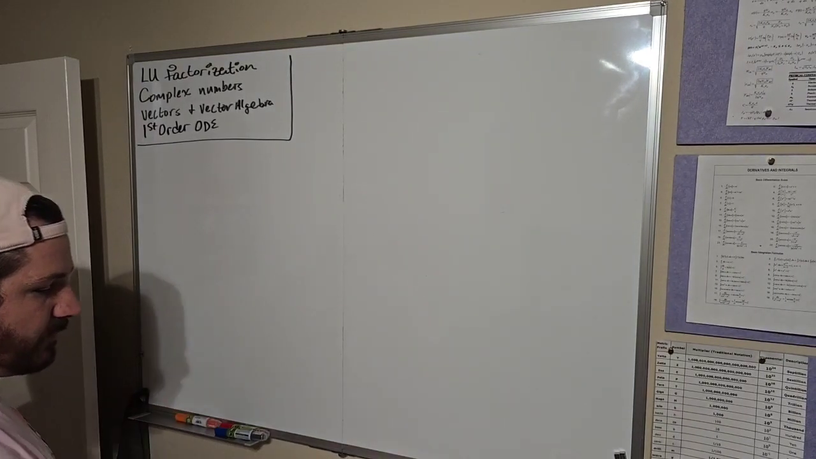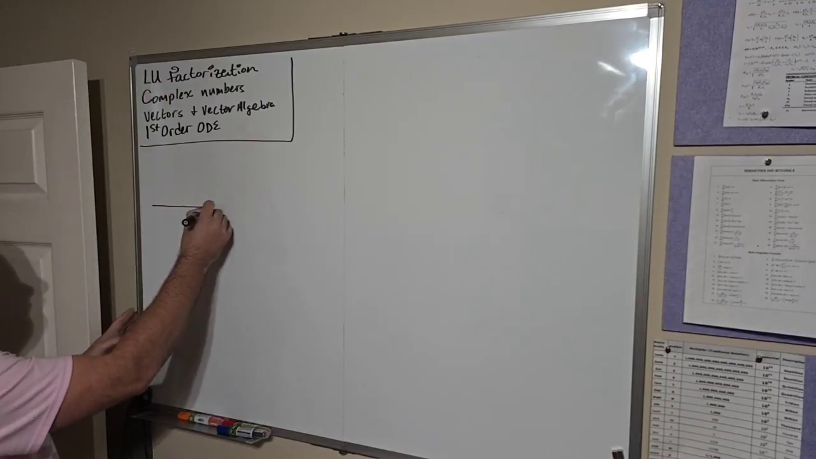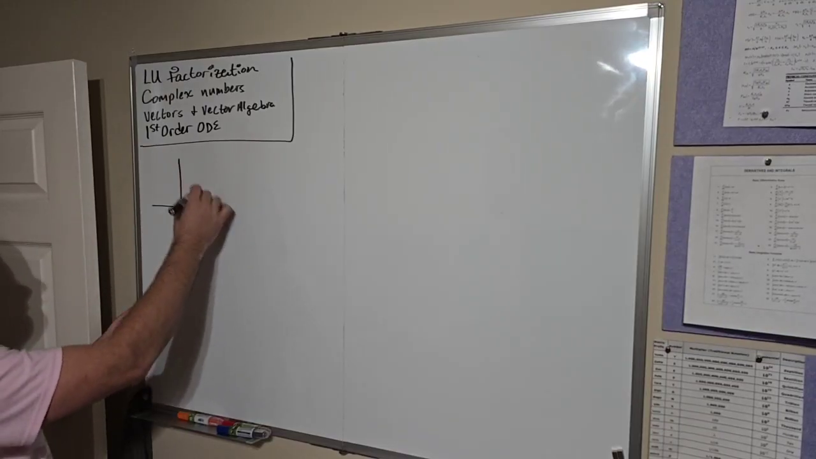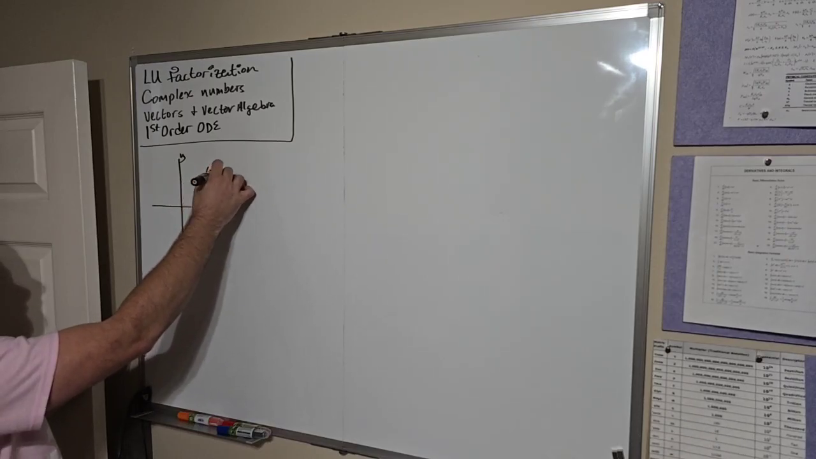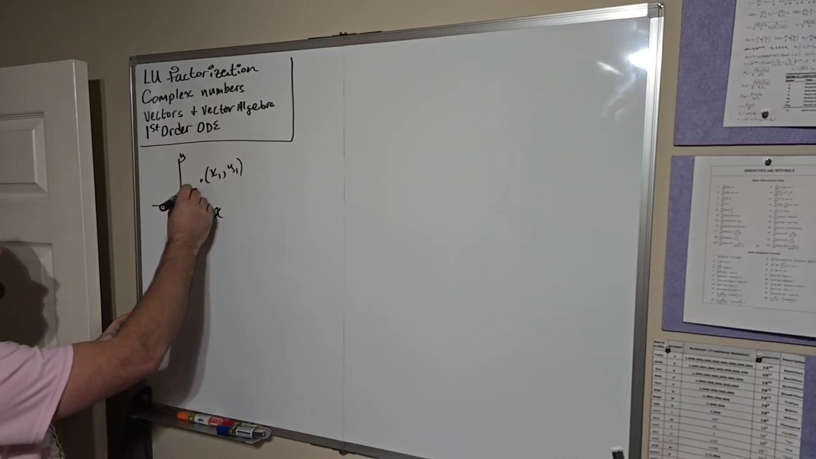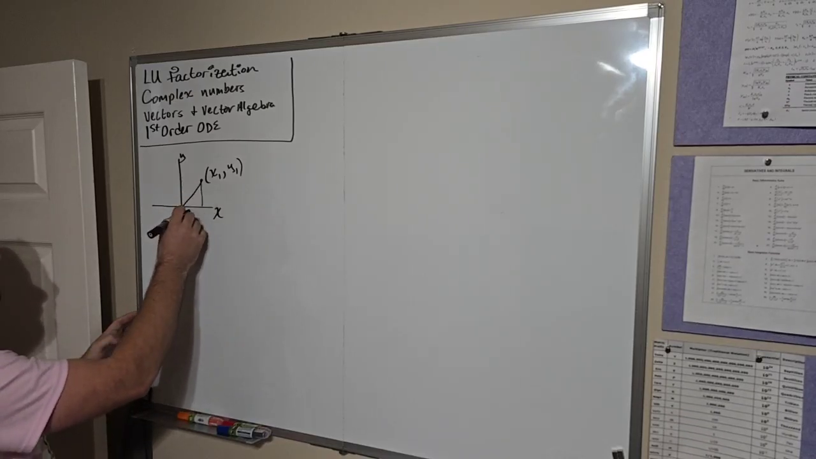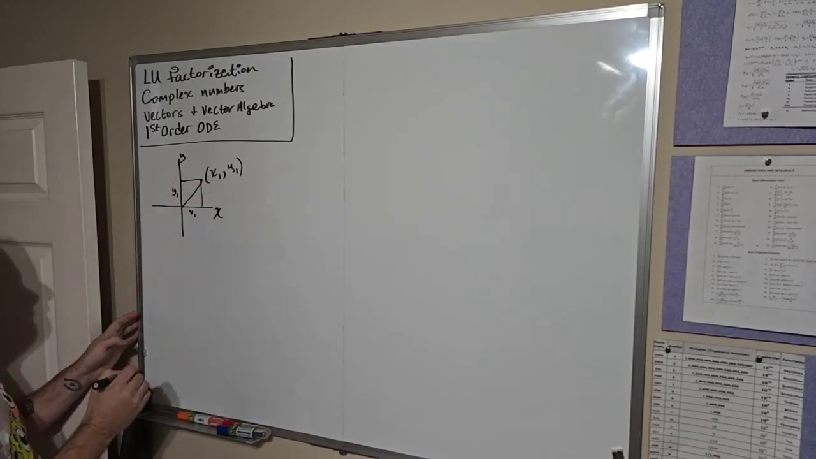So let's start by talking about what a complex number is. Normally we deal with things in an XY coordinate system, right? So if I have a point up here, that point has some coordinates x of 1 and y of 1, right? And we can draw a line to that point, and we know that this distance here is x1, and this distance here is y1.